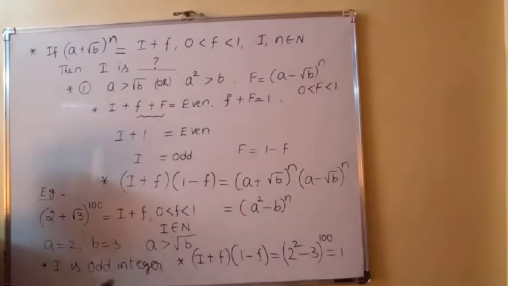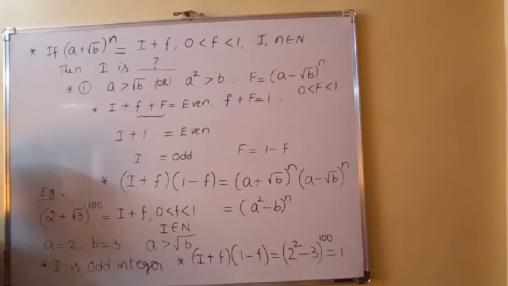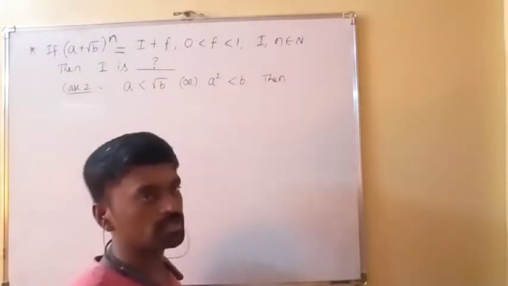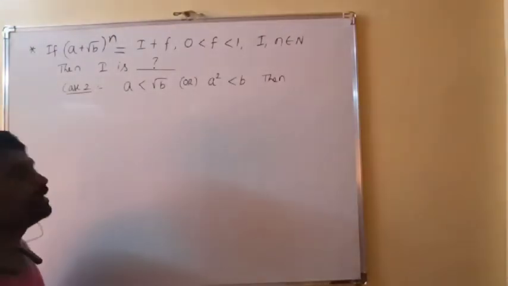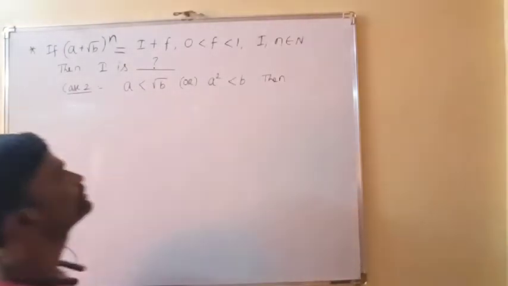See, just by observing the condition a greater than √b, we can conclude that I should be an odd integer, and (I + f)(1 − f) becomes (a² − b)^n, that is, this number squared minus this number squared. So 2² is 4, (√3)² is 3, to the power 100. That is the value of (I + f)(1 − f). Okay, now look at case 2, when a is less than √b, or a² is less than b. In case 2, again there are two cases.